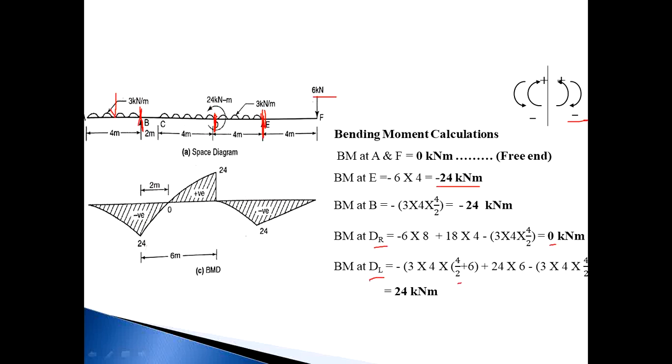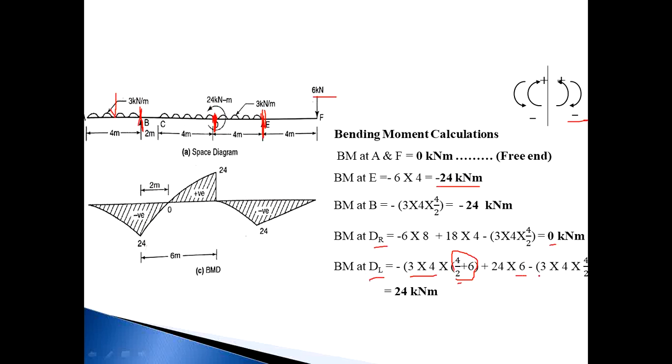but we are taking moment about point D, so we have to add this BD distance. So first 4 by 2, that is 2, plus 4 plus 2, that is 6, this is the distance. Now this is the force and this is the distance, 4 by 2 plus 6. Then next the moment for RB. RB is 24, the distance from B to D is 6, that is 24 into 6.